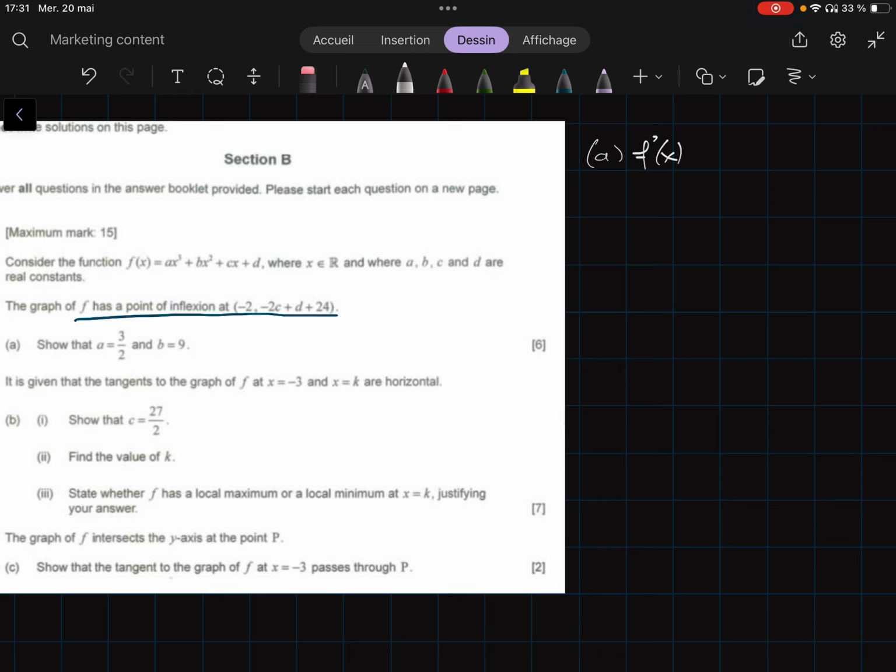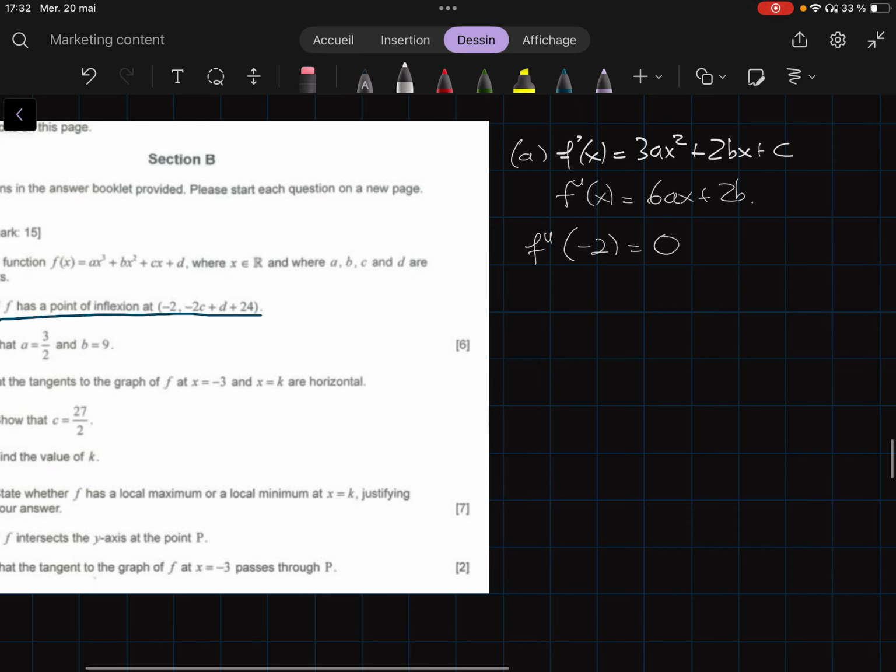First derivative, second derivative. Now, we know that the second derivative at negative 2 is equal to 0 because it is the point of inflection.